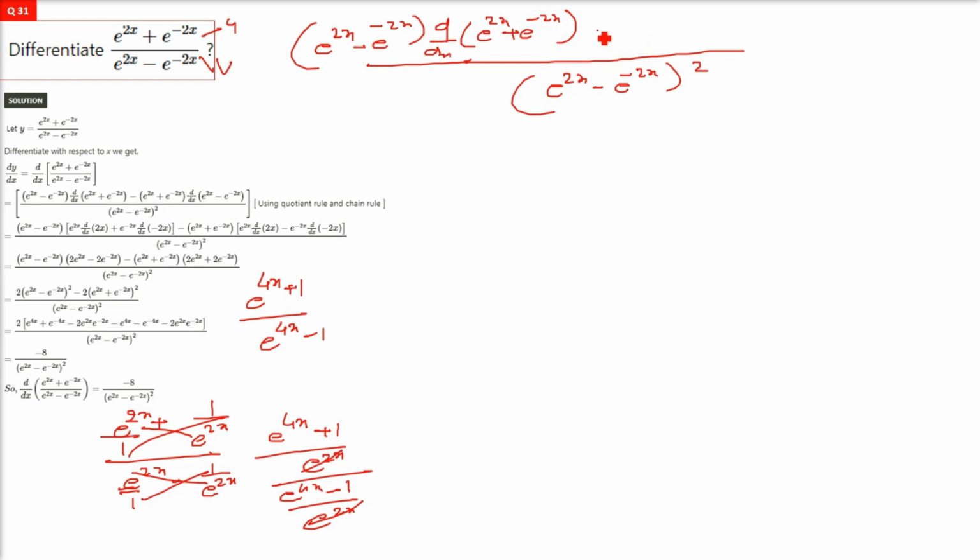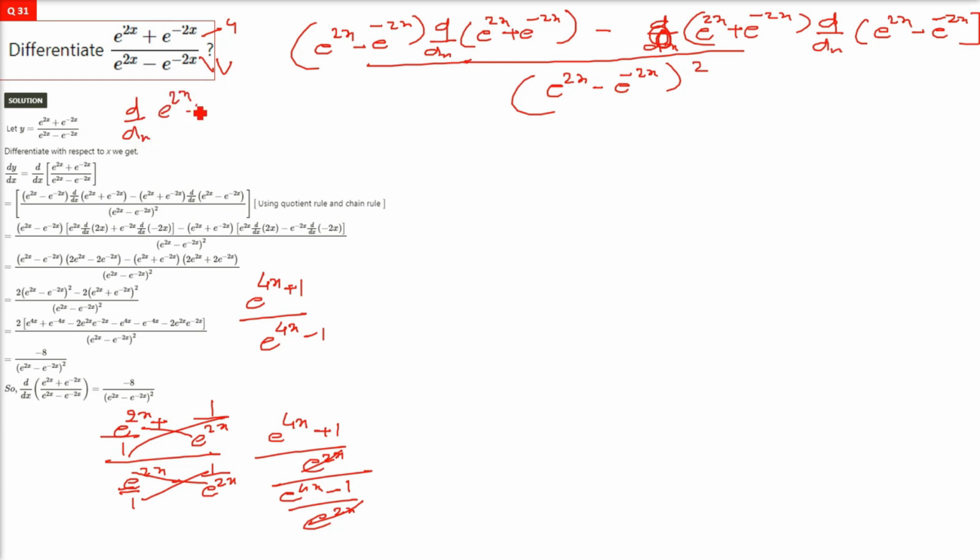Then you have a subtraction minus. So d by dx, and this you have to bring first, e to the power 2x plus e to the power minus 2x. And then inside you have d by dx of a minus term, that is e to the power 2x minus e to the power minus 2x. Right? Let us do it, because I would want you to do it by yourself, but as I said, this is an initial exercise.